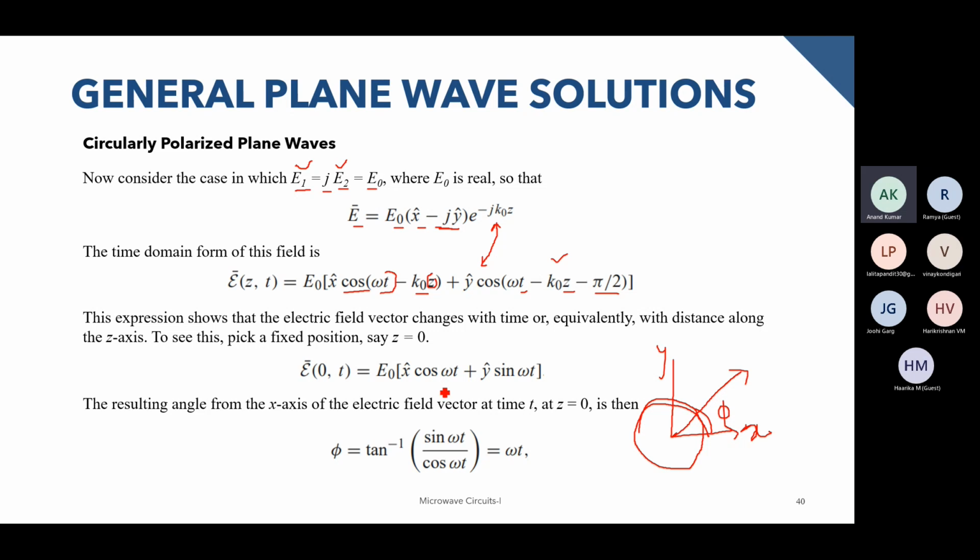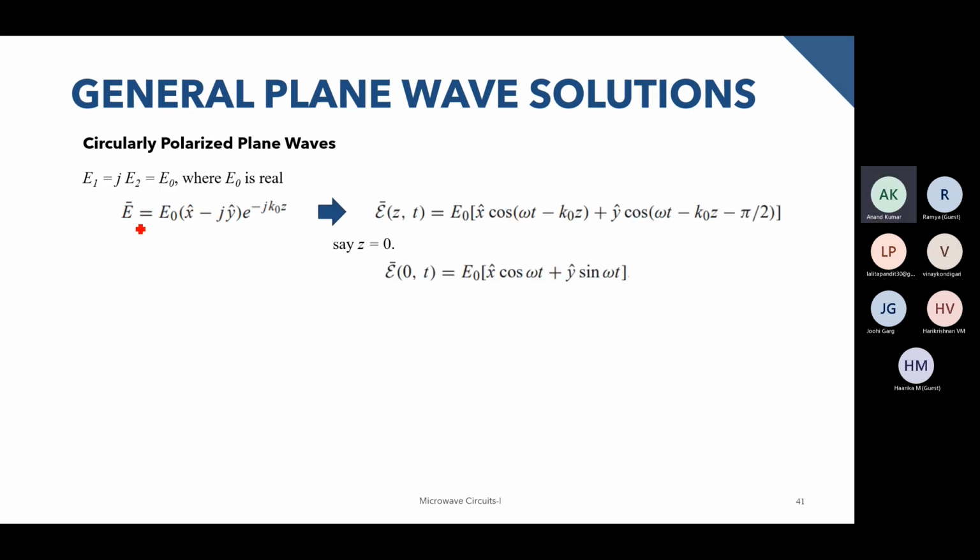And now, since we have already assumed that the electric field components' magnitudes in x and y direction are the same, what we will see is that this particular pointer will always form a circle. So we are seeing that the electric field vector is actually tracing a circle, and hence we call them circularly polarized waves.